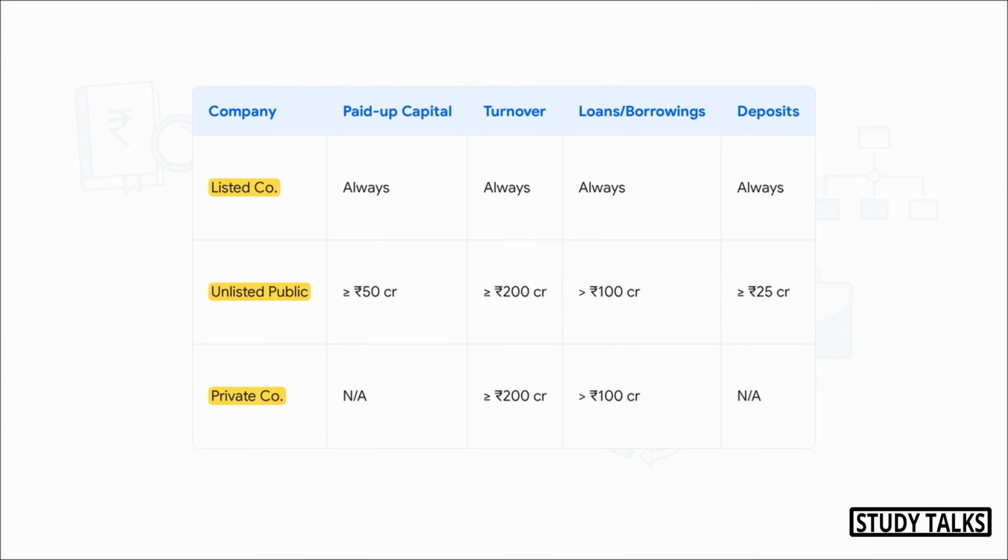Okay, so who exactly needs to have an internal audit? This table makes it pretty simple. First, if a company is listed, easy peasy. It's always applicable. Always. For an unlisted public company, you've got to check 4 numbers from the last financial year. If you cross any one of these limits, you need an internal audit. The limits are paid-up capital of 50 crores, turnover of 200 crores, loans over 100 crores, or deposits of 25 crores. For a private company, it's a bit simpler. You just look at turnover of 200 crores or loans over 100 crores. The magic word here for all of them is "or." Hit just one and you're in.